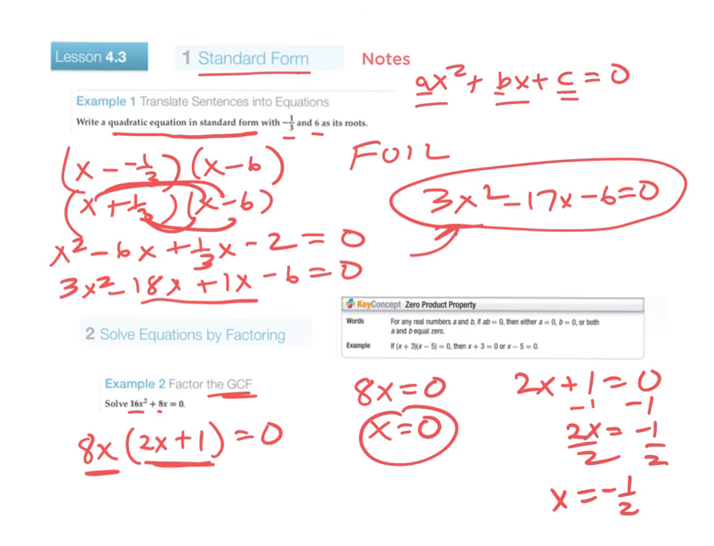So we found our two answers when we have our quadratic equation. In the very first example, we had our answers, our roots, and we changed into an equation. We could do the same thing with this problem and get our equation if we wanted to.